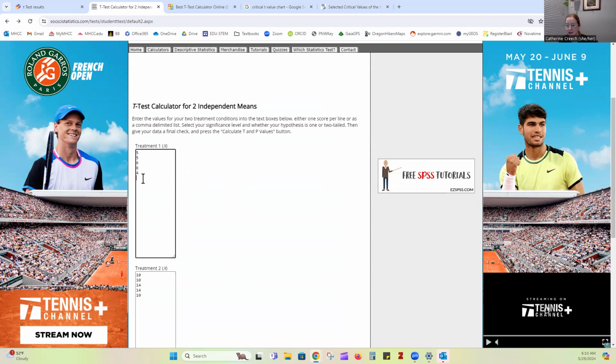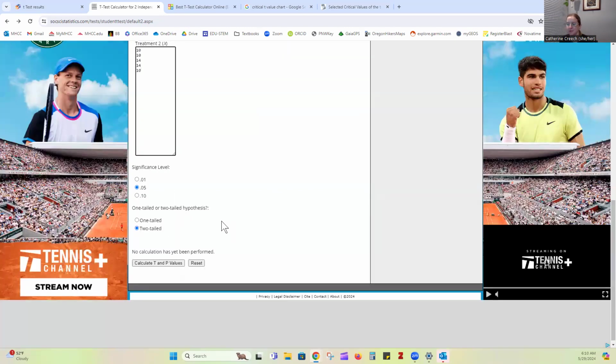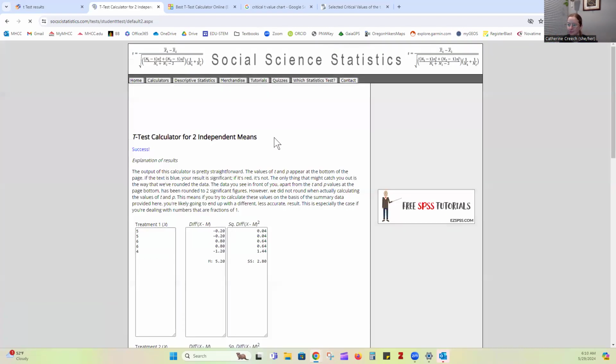I have 5 enters. So that will help me calculate my degrees of freedom, which is number of samples minus 1 plus number of samples minus 1. So it'll be 5 minus 1 plus 5 minus 1. My DF will be 8. So my significance level is my P level, 0.05, great. I want it to be two-tailed, which means 2 data sets. And I'm going to calculate.